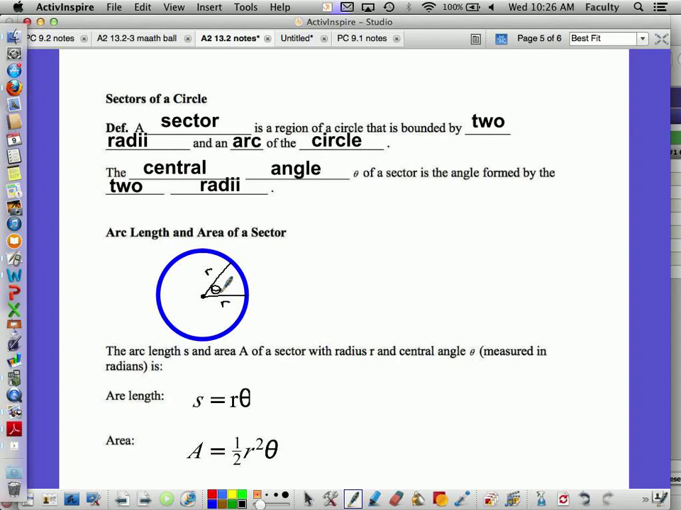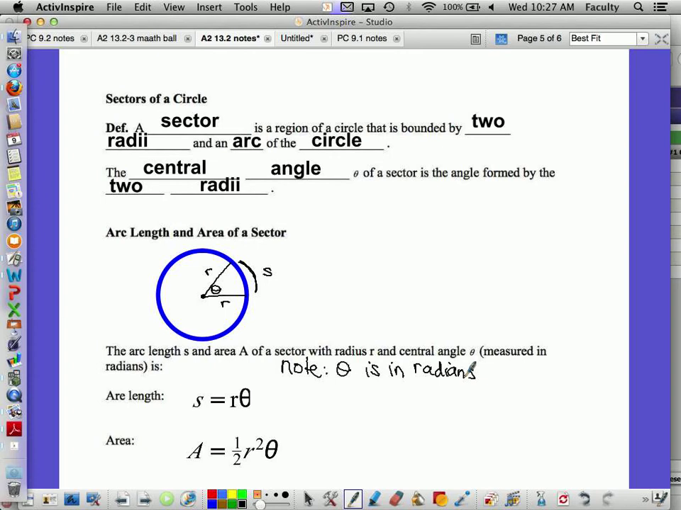Okay, so theta is a central angle, and if you remember from geometry, a central angle is formed where the vertex is at the center of the circle, and so a sector is almost like a piece of pie, you know. And so what we can do is we can find the arc length. This is S. And S is equal to r theta. But you need to remember that theta has to be in radians. So if they give you the degree measure, you have to convert theta into radians for this formula to work.